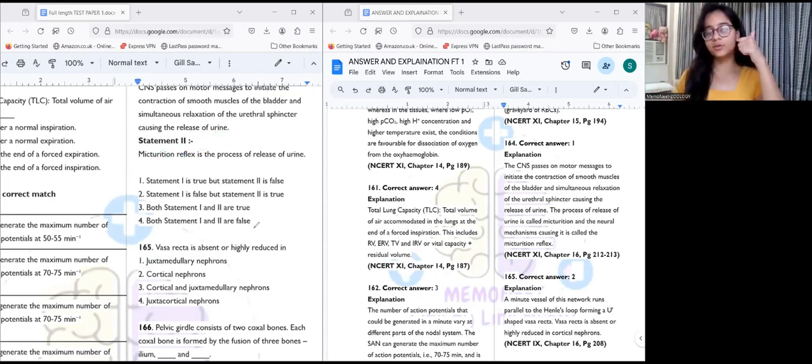So in cortical nephrons, the vasa recta is contracted, that is reduced or absent. And in juxtamedullary nephrons, it is maximum, because it has an M in it.